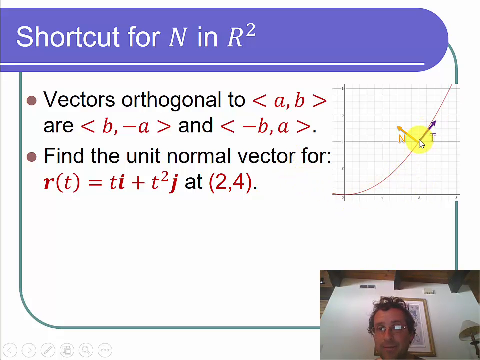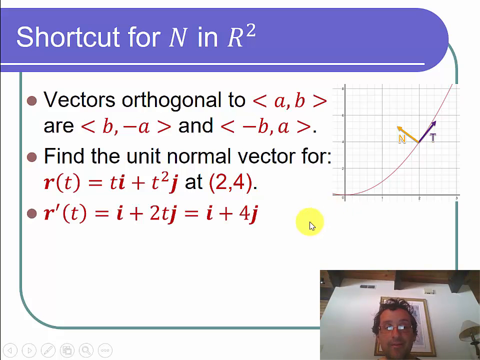And at the point 2, 4, we can definitely see what the tangent vector should look like and what the normal vector should look like. So let's find these. So to find these, we take r prime of t. R prime of t, the derivative of t is 1, so we just get i. And the derivative of t squared is 2t, so we go plus 2tj.